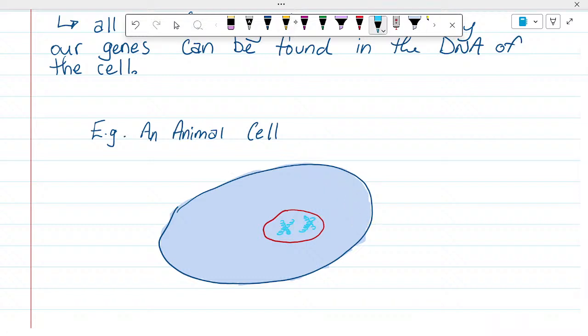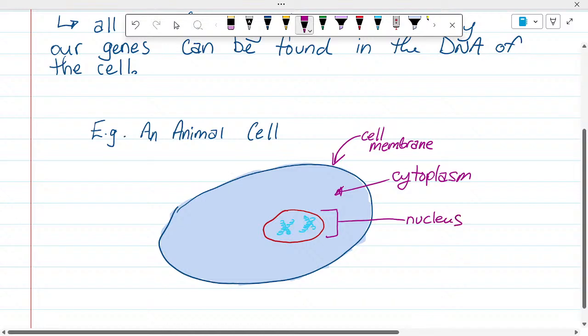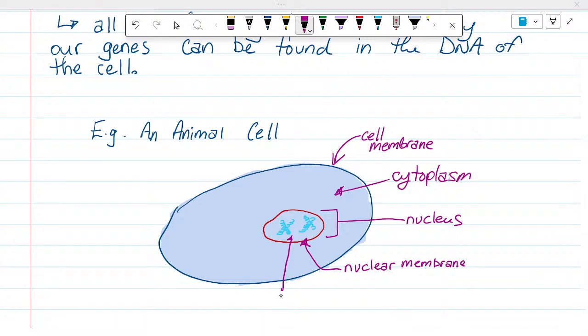So, if that's the cell membrane, what do we call the fluid inside the cell? Cytoplasm, good. Cyto meaning cell, plasm meaning liquid. It's the cell liquid. This whole structure would be called the nucleus. Does anyone know what we call the membrane that surrounds the nucleus? The nuclear membrane. Does anyone know what we call the fluid inside the nucleus? Very good.